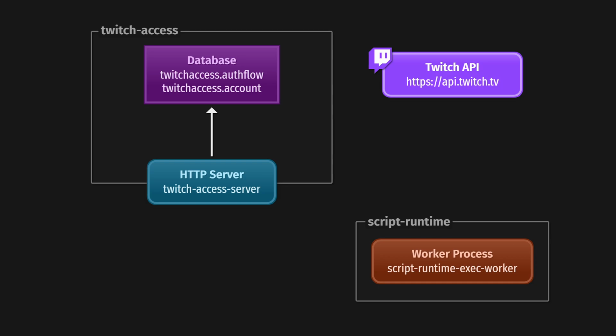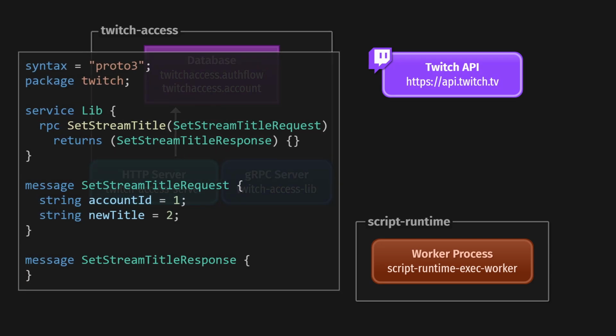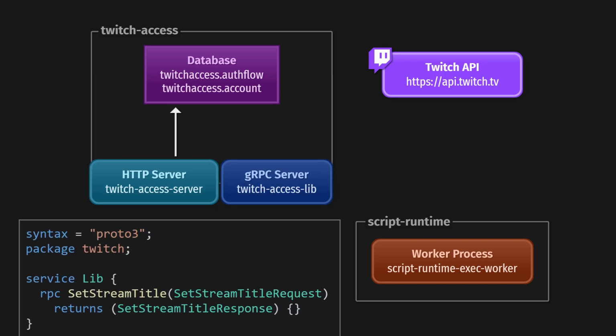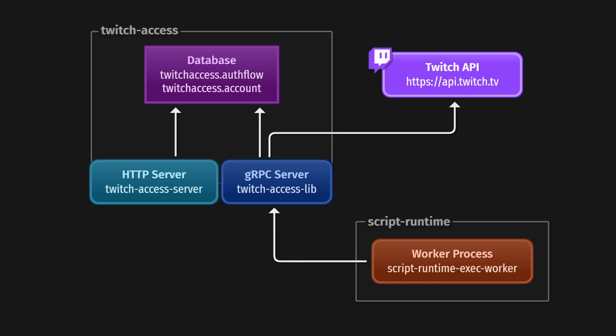Instead, we'll leave Twitch API calls to the service that handles Twitch API access. We can once again use gRPC and create a schema that establishes all the Twitch-related functionality that scripts might need to use at runtime. Within the Twitch Access Service, we'll create a gRPC server, and we'll implement the setStreamTitle RPC by getting the user's access token from the database and using it to make a Twitch API call. Then our script runtime's worker process can just use the generated gRPC client whenever it needs to change the stream title.